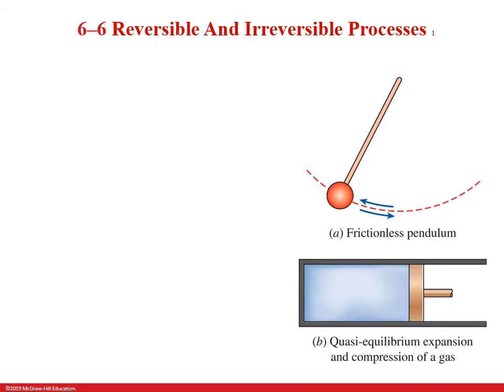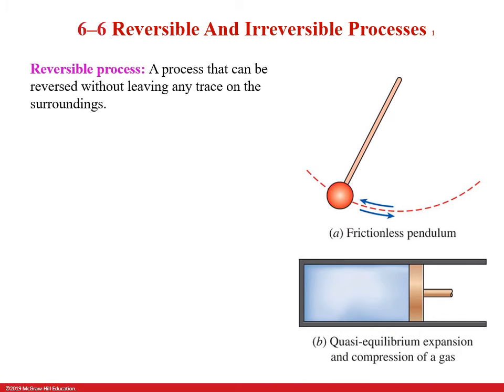All right, let's talk about reversible and irreversible processes. A reversible process is a process that can be reversed without leaving any trace on the surroundings. And these would be considered reversible processes over here. Something like a frictionless pendulum, right? There's no loss of energy to friction to the environment. And a quasi-equilibrium expansion or compression of a gas. So a very, very slow equilibrium process.